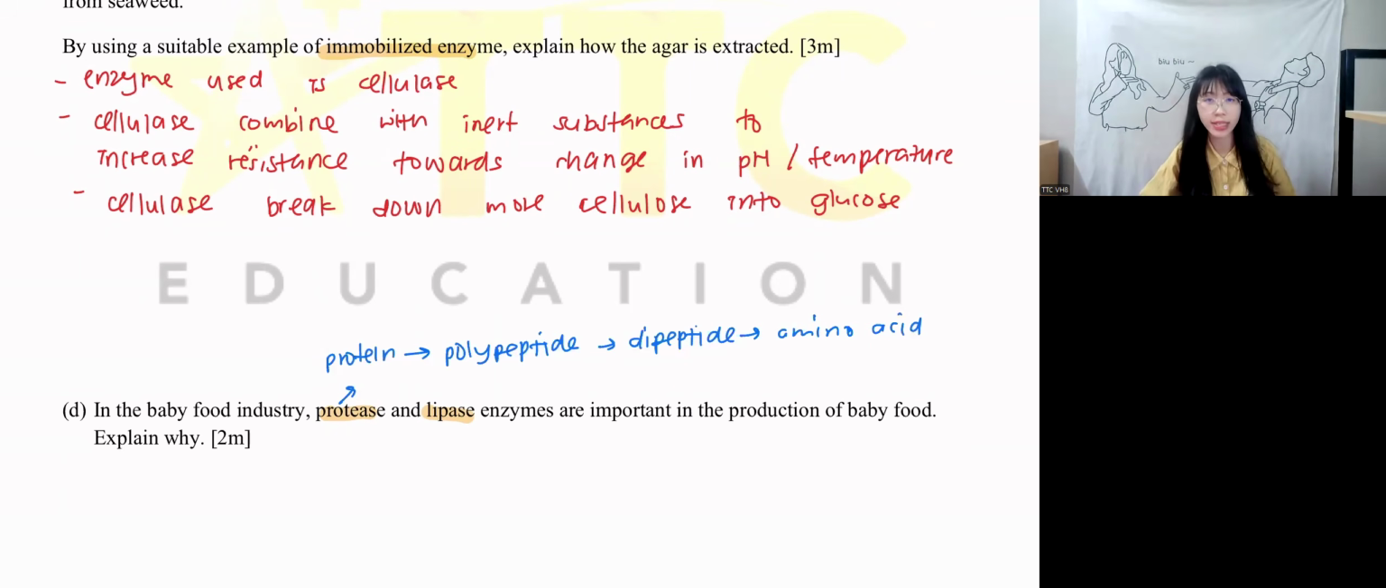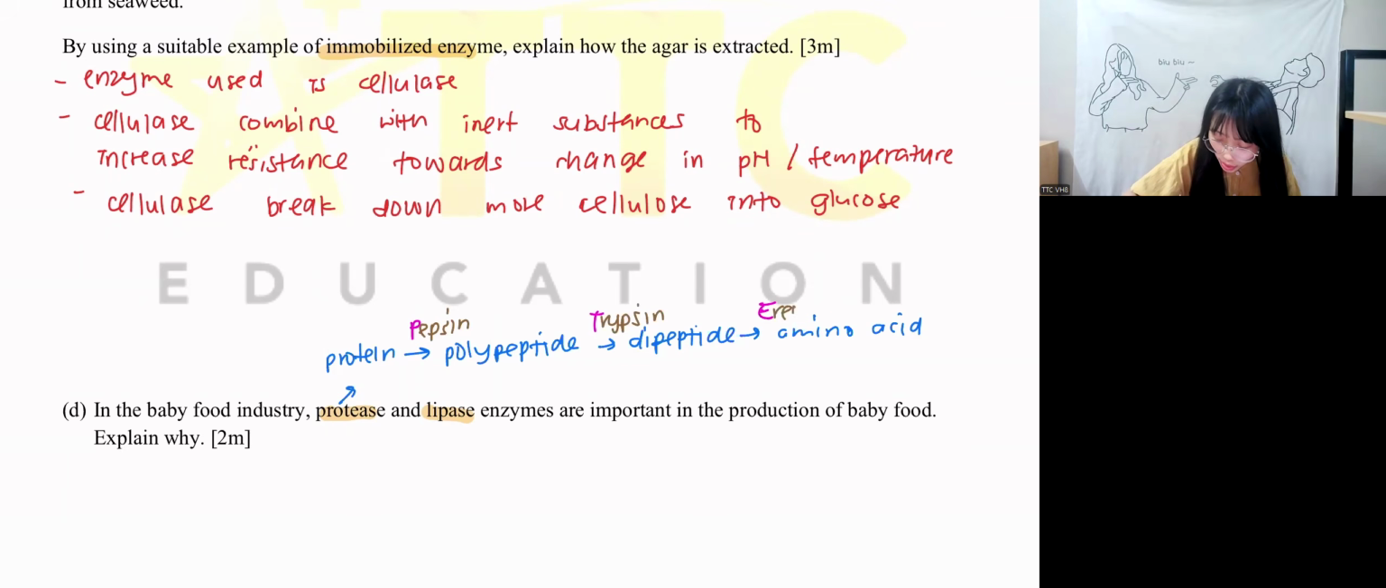Usually in questions on digestion in Form 4 Chapter 9, we have to write a specific enzyme, because protease is a general name. The examples of protease to break down, remember as PTE. What is PTE? Pepsin, trypsin, erepsin, PTE, correct? It's called the PTE enzymes. The purpose is to break down into the smallest molecule so that the baby can absorb the food easily.